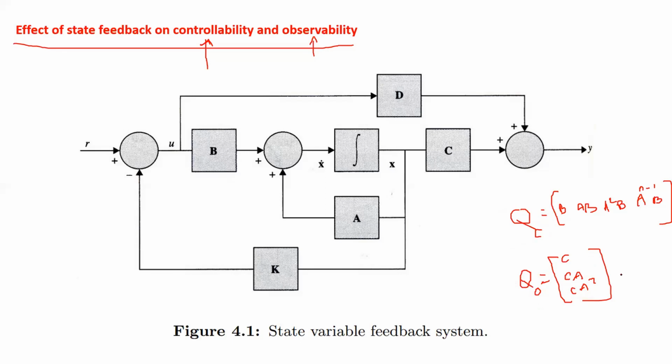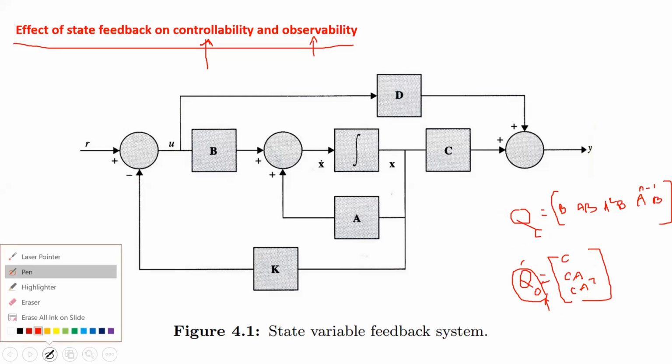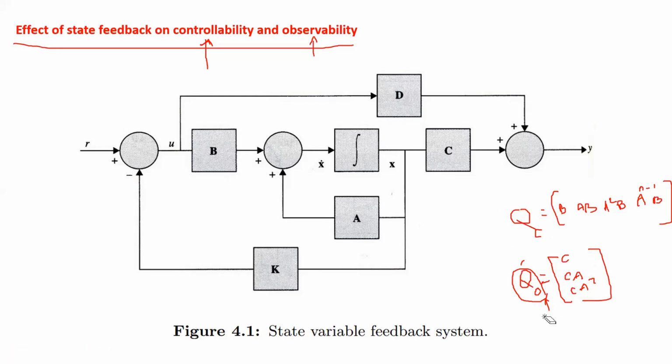In the same way for observability, we have the same procedure. To find the rank of this composite matrix, we need to use a determinant. If the rank is equal to the order of the system n, the system is said to be observable. If the rank is not equal to the order, then the system is not observable. This is what we studied in the previous session.